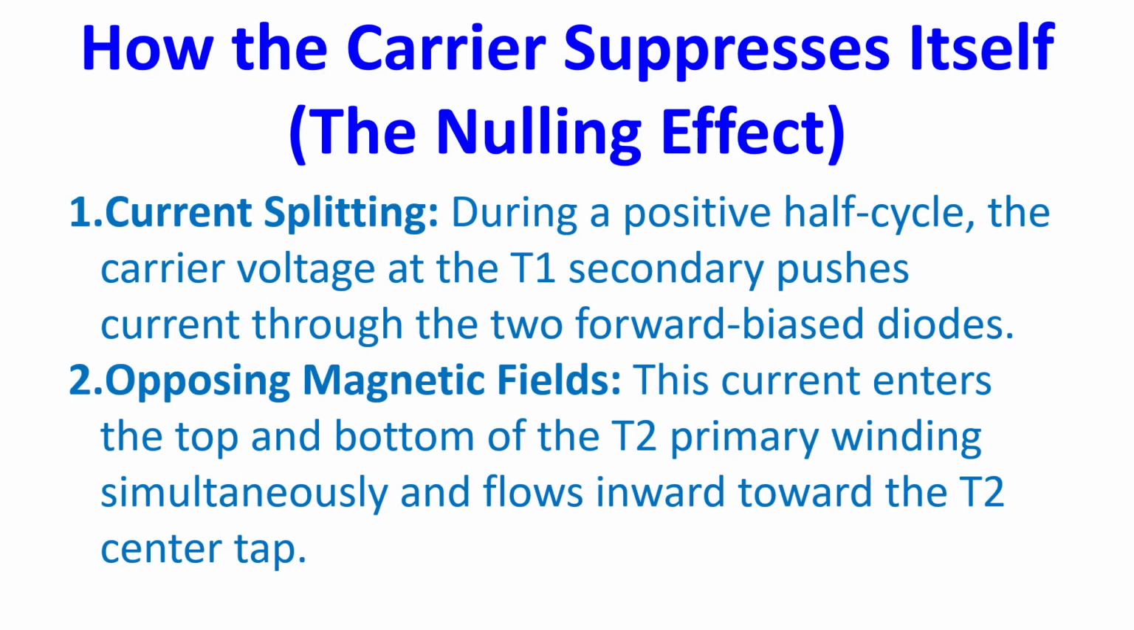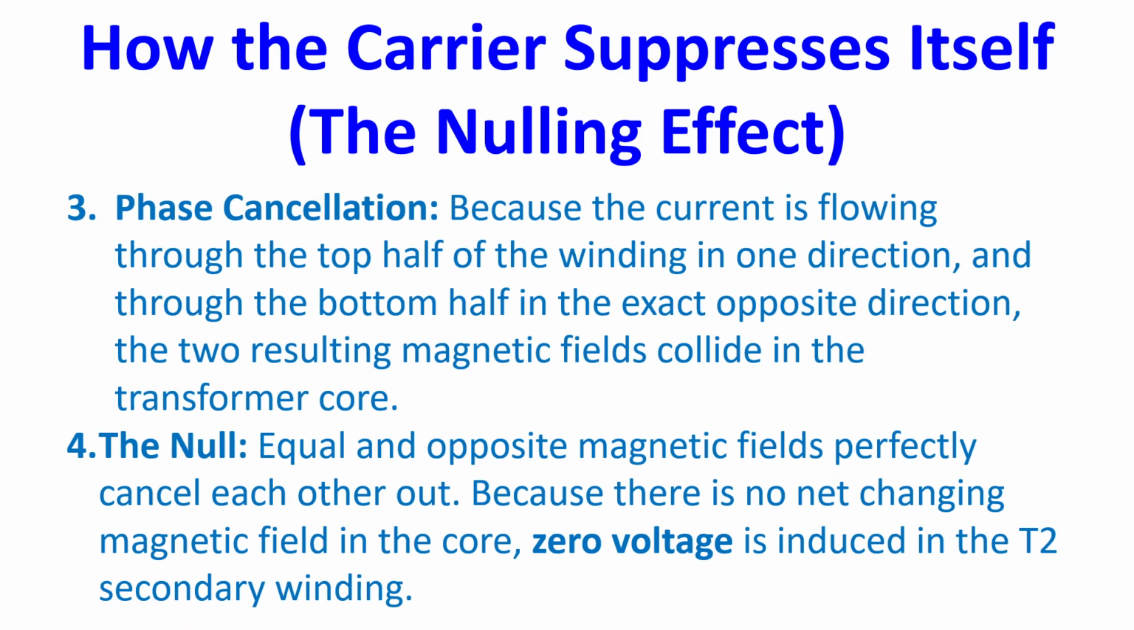1. Current splitting. During a positive half cycle, the carrier voltage at the T1 secondary pushes through the two forward biased diodes. 2. Opposing magnetic fields. This current enters the top and bottom of the T2 primary winding simultaneously and flows inward toward the T2 center tap. 3. Phase cancellation. Because the current is flowing through the top half of the winding in one direction and through the bottom half in the exact opposite direction, the two resulting magnetic fields collide in the transformer core.